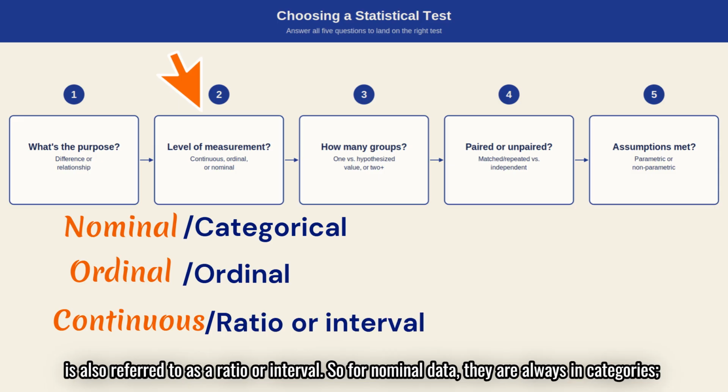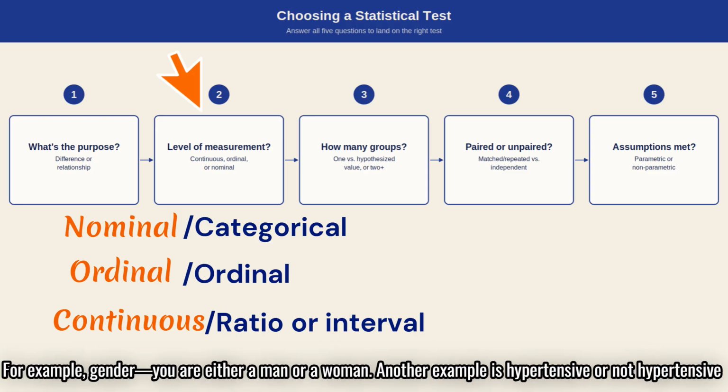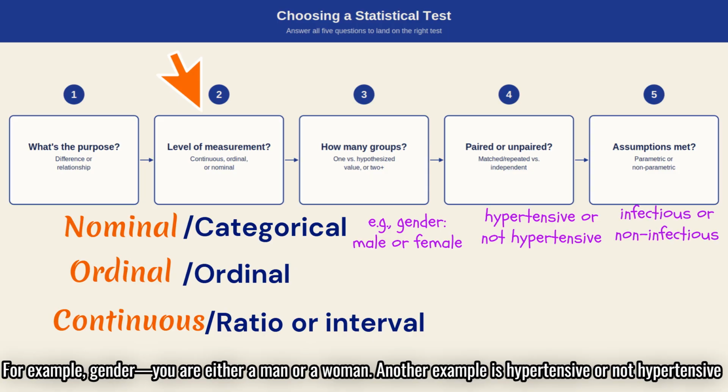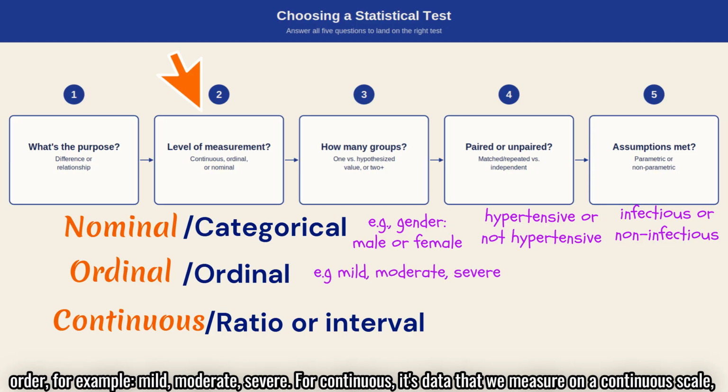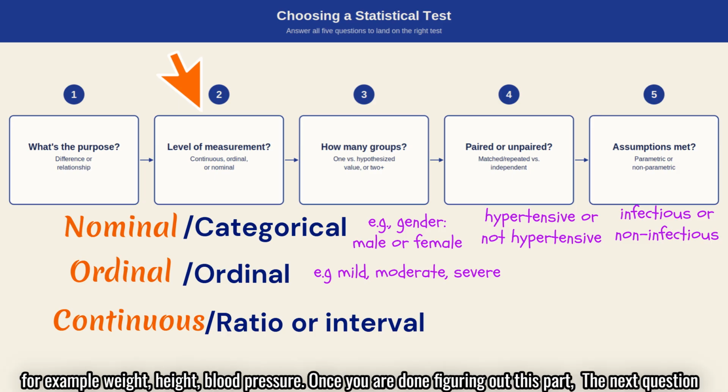So for nominal data, there are always categories. For example, gender. In gender, you are either a man or a woman. Another example of nominal data is hypertensive or not hypertensive, infectious or non-infectious. These are categories. You have to belong to one group. For ordinal data, it's data that comes in order, for example, mild, moderate, and severe. And then continuous is data that we measure on a continuous scale, for example, weight, height, and blood pressure.